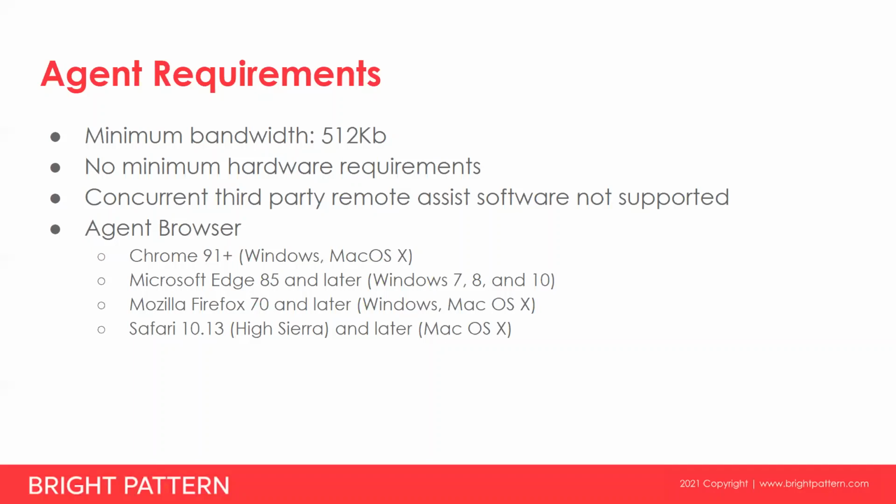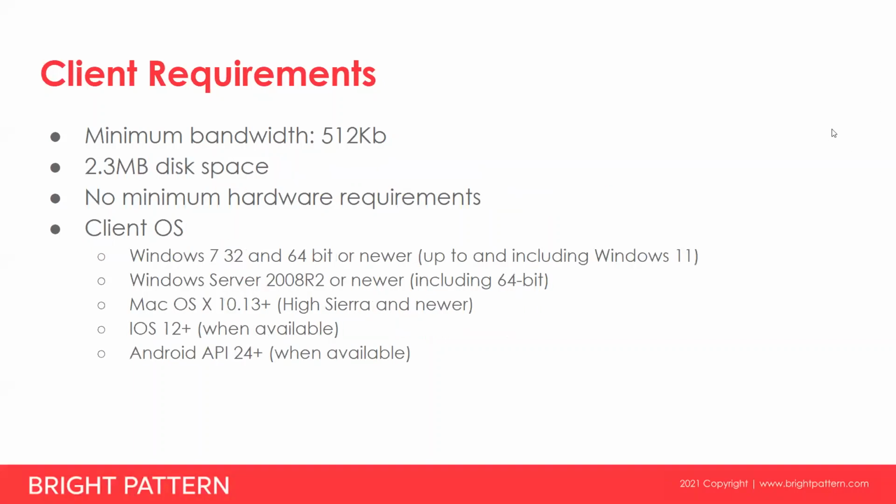And as far as browser requirements for the agent, it would require Chrome 91, Microsoft Edge 85 and later, Mozilla Firefox 70, or Safari 10.13 and later. Over on the client side, again, minimum bandwidth of 512 KB. We said it was a very lightweight application. It does require 2.3 megs of disk space. And if you didn't have that much, you probably contacted your ITSM agent a little while back. Very lightweight, but it does require a small amount of disk space. Again, no hardware requirements, but for the operating system, we support Windows 7, both 32 and 64-bit or newer.